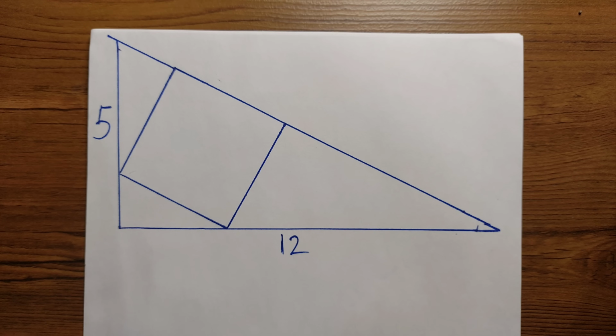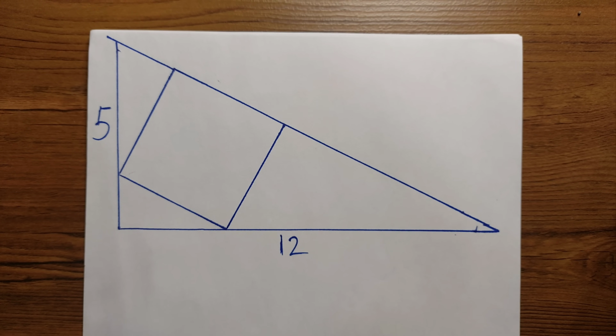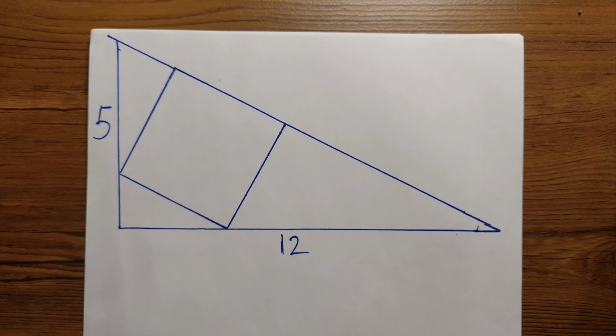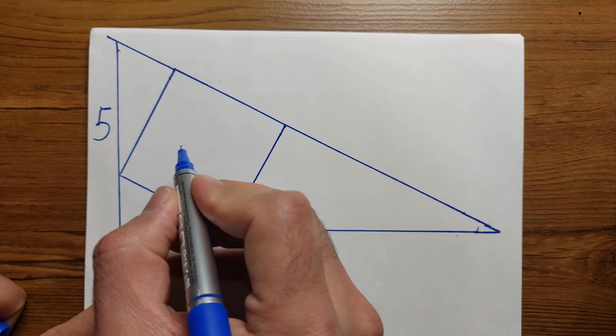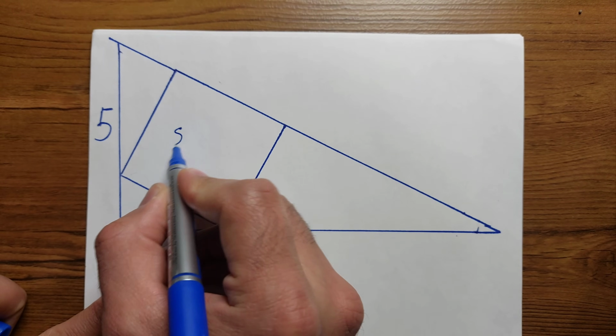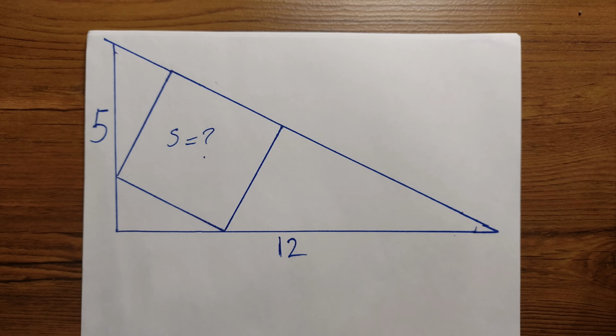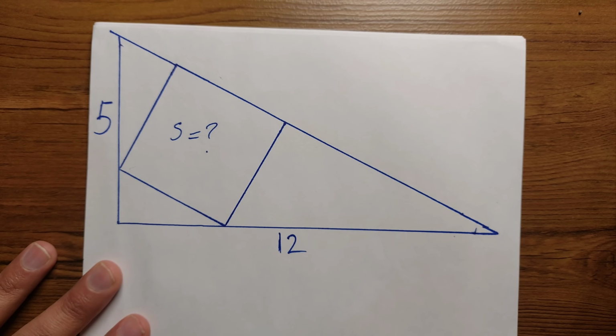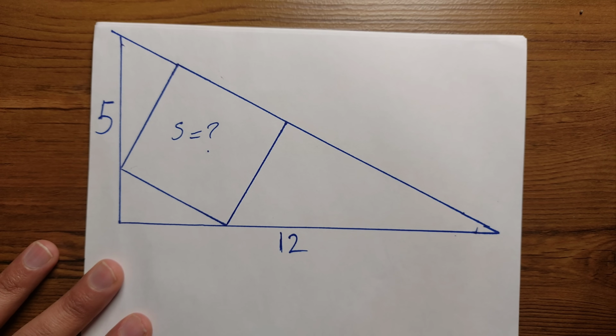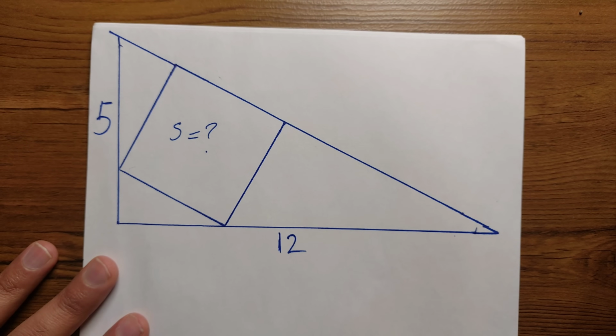It is absolutely stark. There are no details whatsoever, just two sides of this triangle are given, and we are supposed to find the area of this inner square. So what is the area? Before starting solving this problem, please pause the video, think about it.